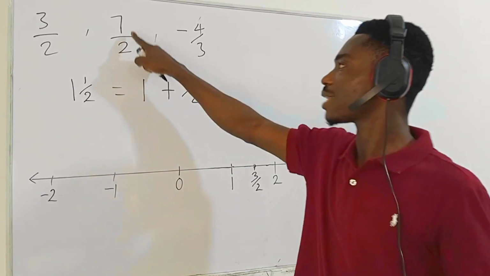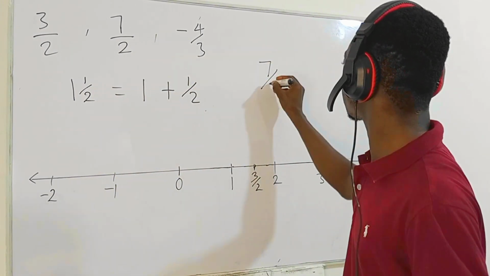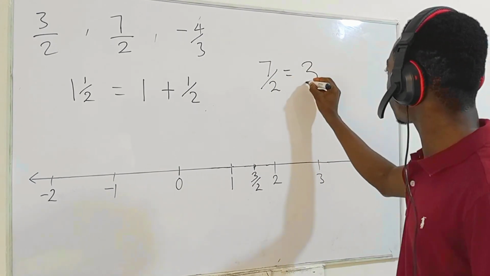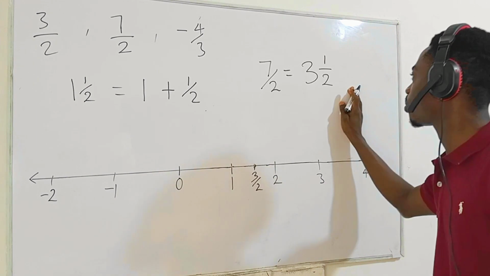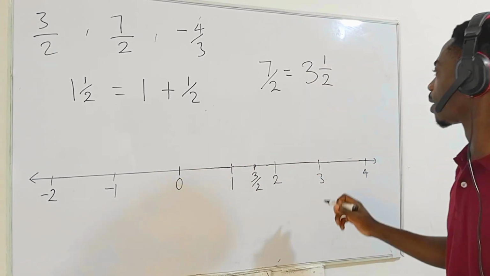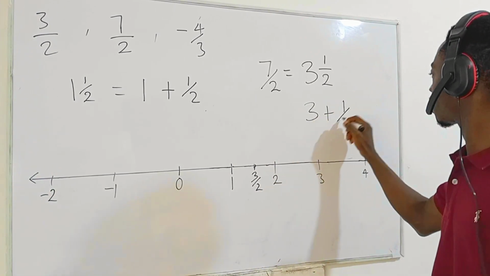Now let's consider 7 over 2. So 7 over 2 is also the same as 3 whole number 1 over 2. Pretty simple. 2 times 3 is 6 plus 1, 7 over 2. So it's almost the same thing. Then we split this. It is the same as 3 plus 1 half.